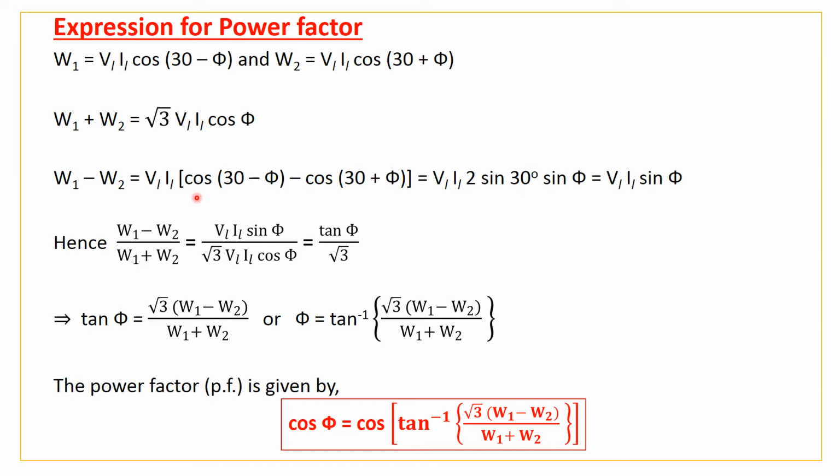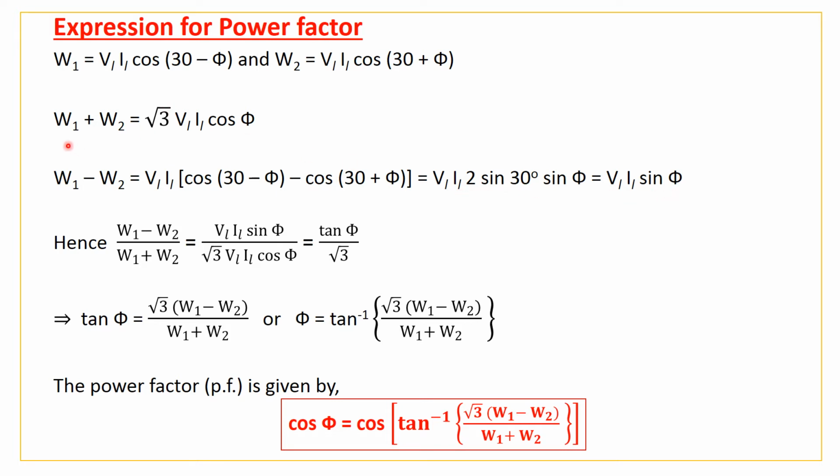And remember students, cos 30 minus 5 plus cos 30 plus 5 was 2 cos 30 cos 5. When it comes to minus, both terms will be sine. When it comes plus, both will be cos. Remember that. So when it was plus in the last slide, both terms were cos. Now when it came for minus, both will be sine. So remember this, a small change. So that's why this will be half. The 2 and 2 will cancel, you will get VLIL sin phi.